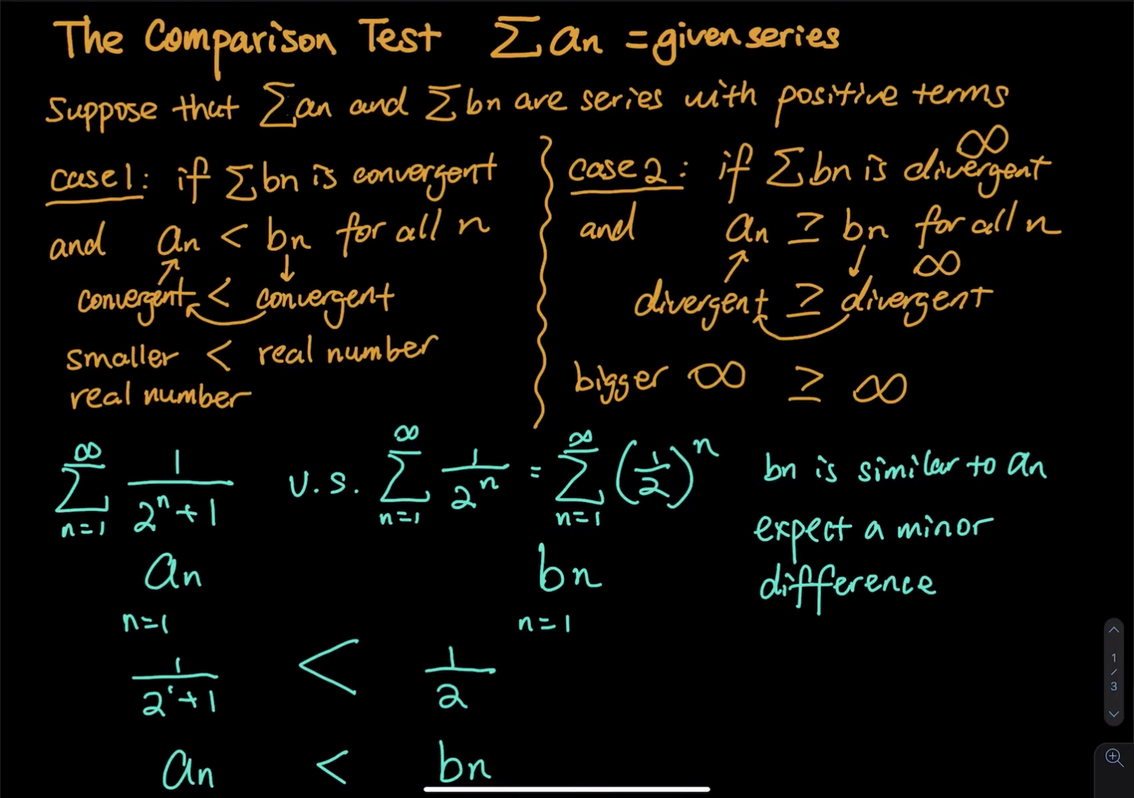Case 2 on the right hand side. What if Bn is divergent? What is divergent? Divergent means the sum of Bn is equal to infinity and An is greater than Bn. So An is greater than Bn. What kind of number is greater than infinity? The answer is an even bigger positive infinity. So therefore, Bn is divergent because the sum is infinity.